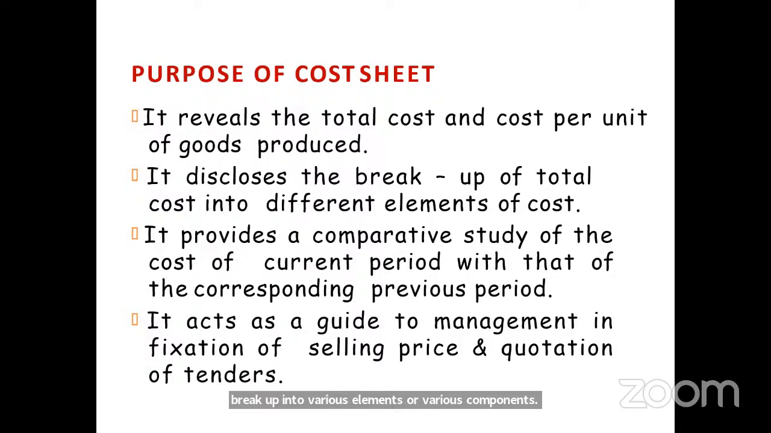That's why we can say what is the prime cost, what is the factory cost, what is the cost of production, and what is the total cost. So the total cost can be broken up into various elements. In order to break the total cost into various elements, we need to prepare the cost sheet. We can then know the prime cost, the cost of production, etc.